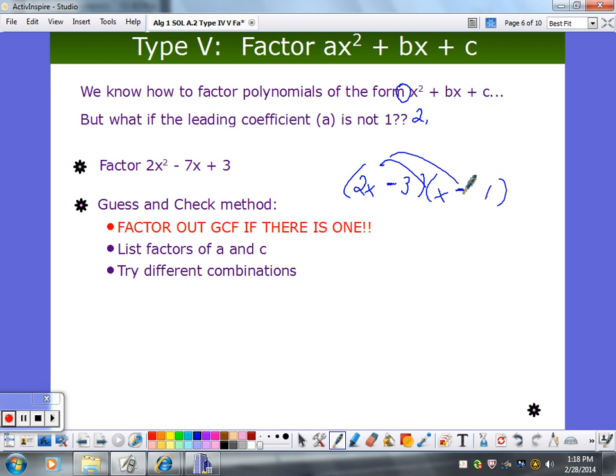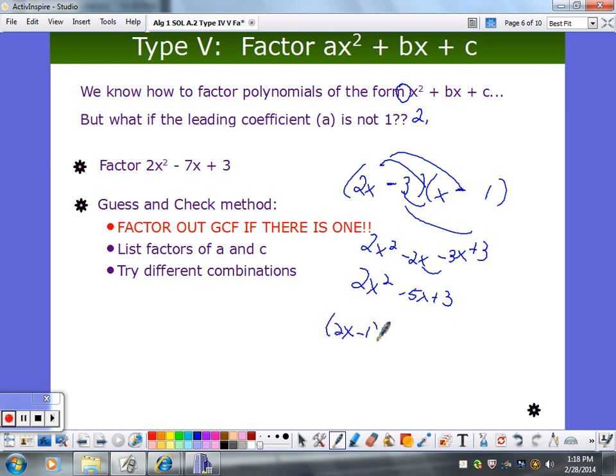Then you check it by foiling back. So I get 2x squared minus 2x. Whoops, I don't know why this is writing so sideways. Then I get a minus 3x, and then I get a plus 3. I combine this guy and I get 2x squared minus 5x plus 3. So did I guess correctly? No. No? Okay. So now let me guess again.